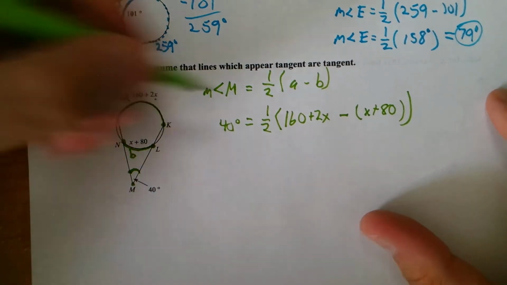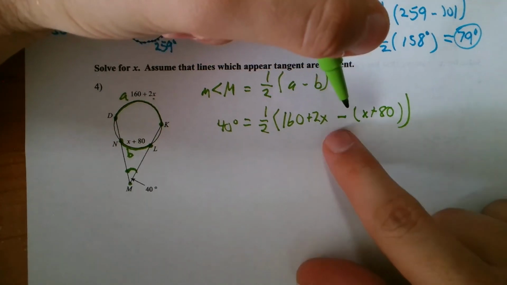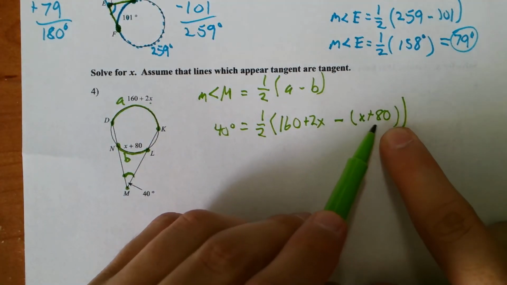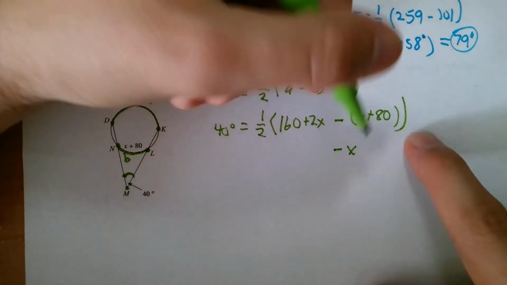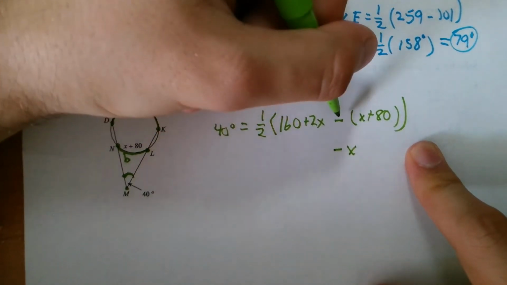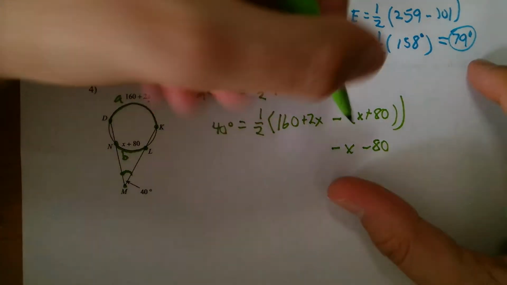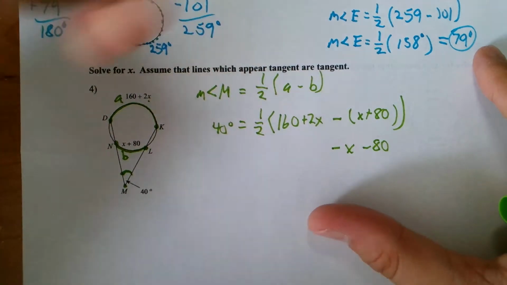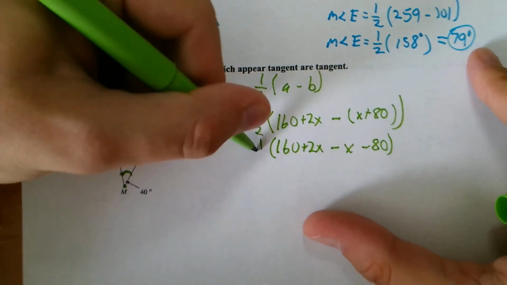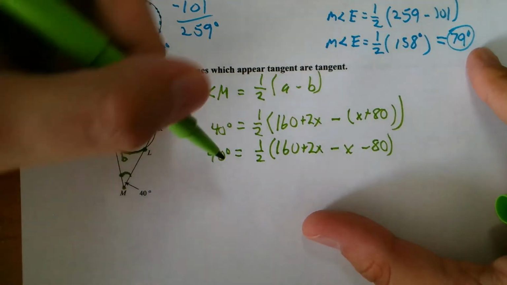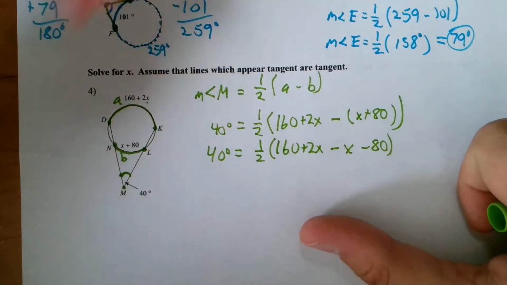So, when I'm looking inside the parentheses to do some of that math, before I subtract anything, the subtraction sign changes everything in this set of parentheses. So when I look at it, it becomes minus x, and then see how 80 is positive? If there's a minus sign out here, we're going to go ahead and change that to a minus 80. The reason I'm doing that is the minus sign says we're subtracting both of these things. So now here's what I have in parentheses, and I'll bring down everything else too. So 40 degrees equals 1/2 of 160 plus 2x minus x minus 80.